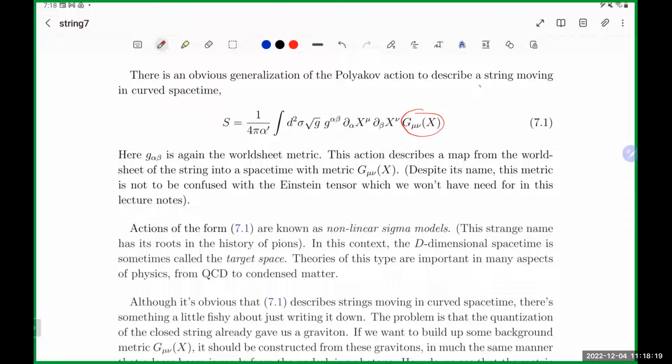And we have a theory that is no longer free, but rather coupled. And the coupling is this metric G mu nu. So I have an interacting theory. So I have a 2D theory, and it's interacting. And the G mu nu is the coupling.